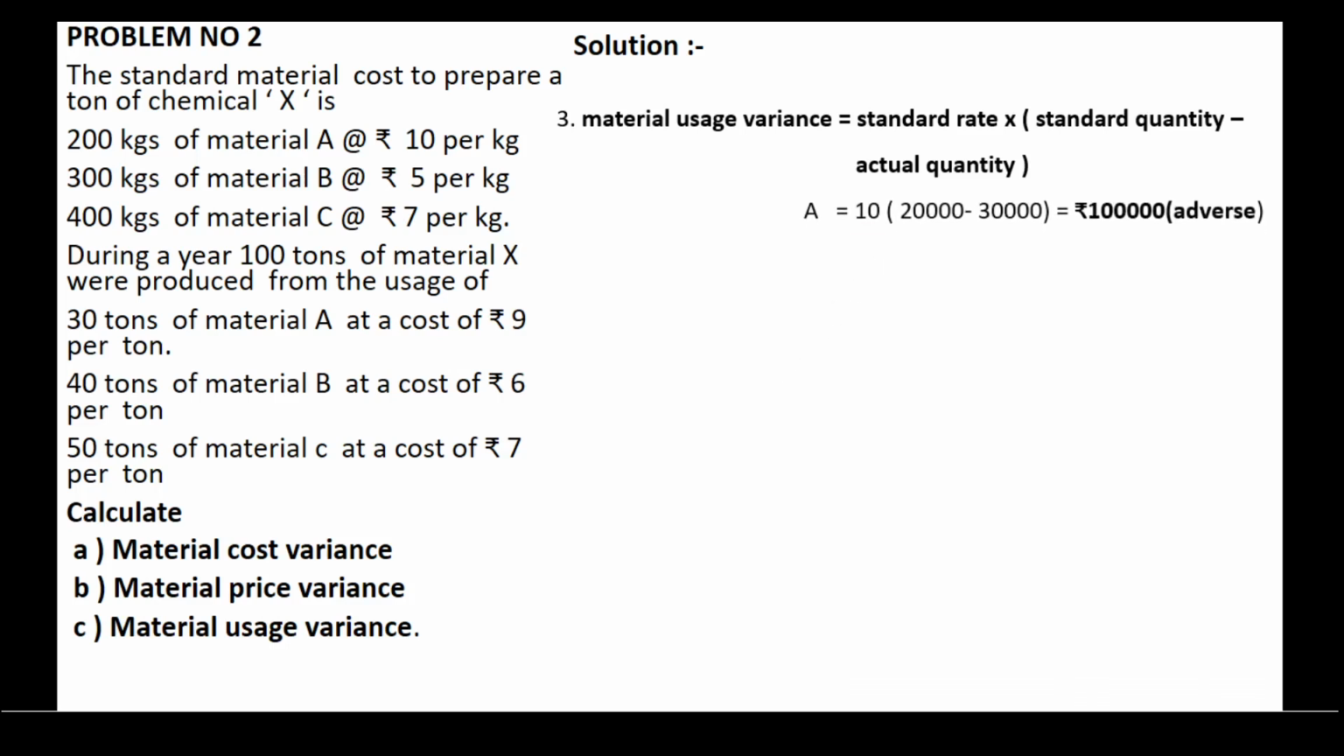So 10 into 20,000 minus 30,000. So 10 into minus 10,000. So 10 into minus 10,000 is equal to rupees 1 lakh, that is adverse, because here the actual quantity is more than the standard quantity. So it shows the negative figure, that is minus 1 lakh. So that's why it is called adverse.